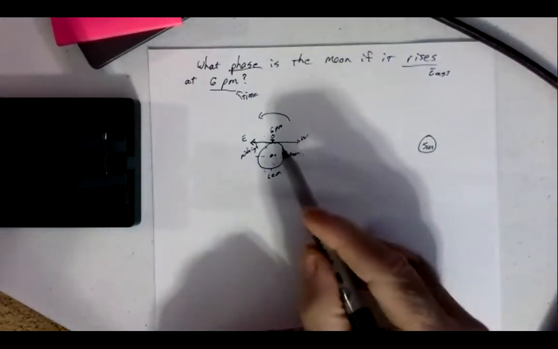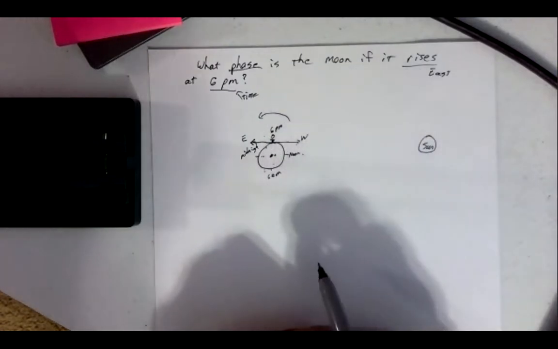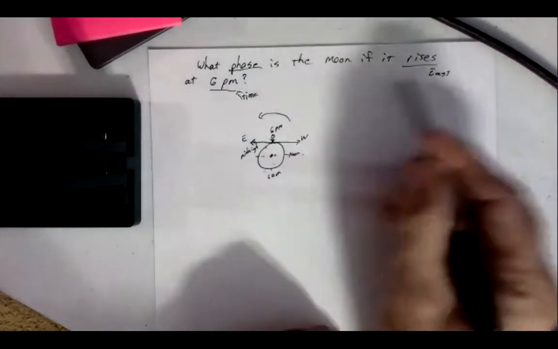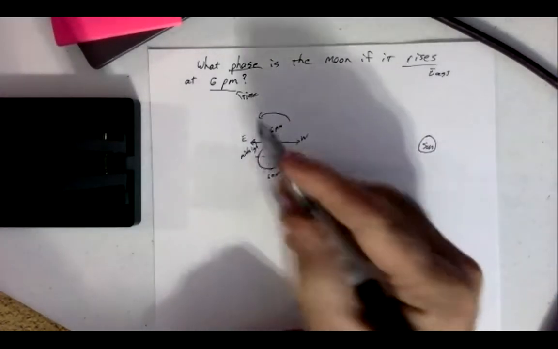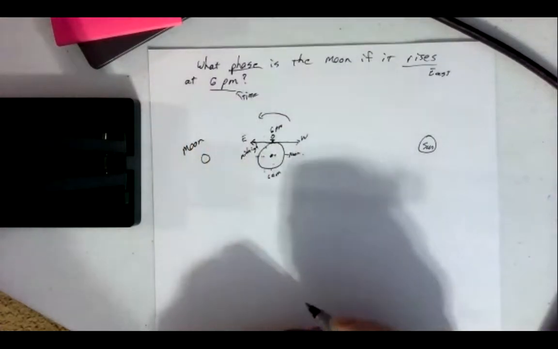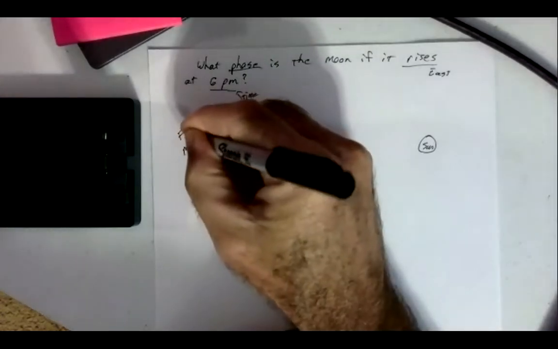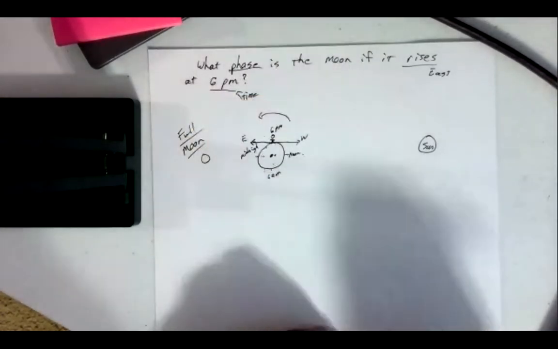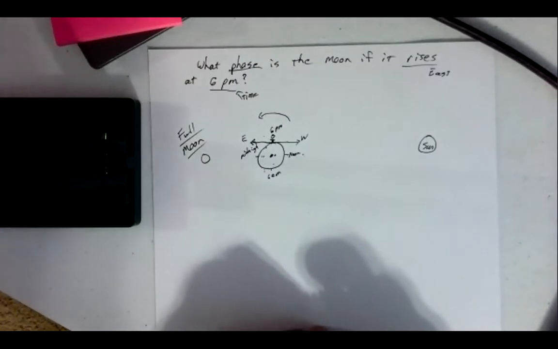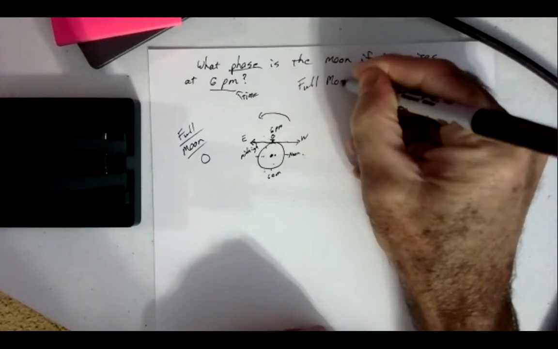Now this makes sense because at 6 p.m., where's the sun? Well, the sun is in the west because the sun is starting to set at 6 p.m. But we want to know what's rising then, so we look to the east, and that means the moon has to be over here. And if the moon's over here, it has to be a full moon. So the answer is full moon.